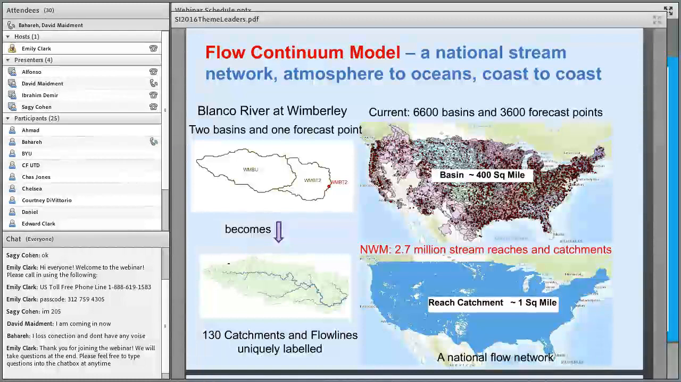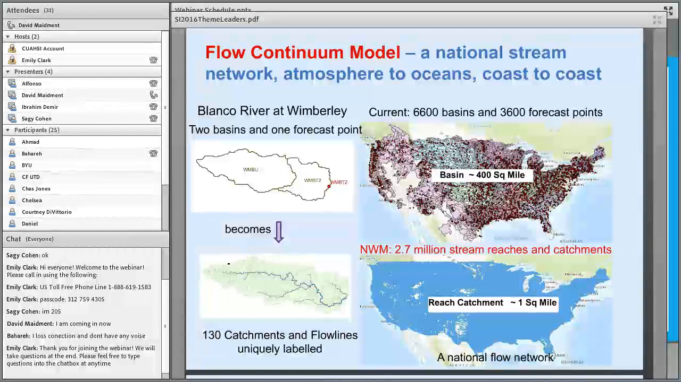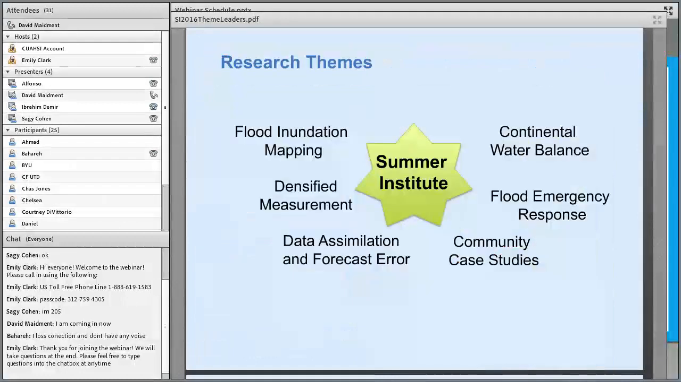new system. So this is really a flow continuum model, a national stream network from atmosphere to the oceans and from coast to coast. This is going to be an unprecedented thing in our national life of hydrology. And so it's very exciting to be able to contribute to some themes of research for the National Water Model. And we're going to talk about 6 of them: flood inundation mapping, densified measurement, data simulation and forecast error, community case studies, flood emergency response, and the continental water balance.